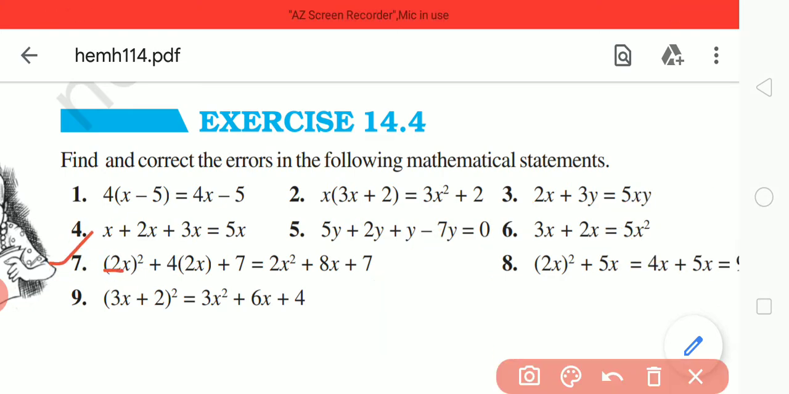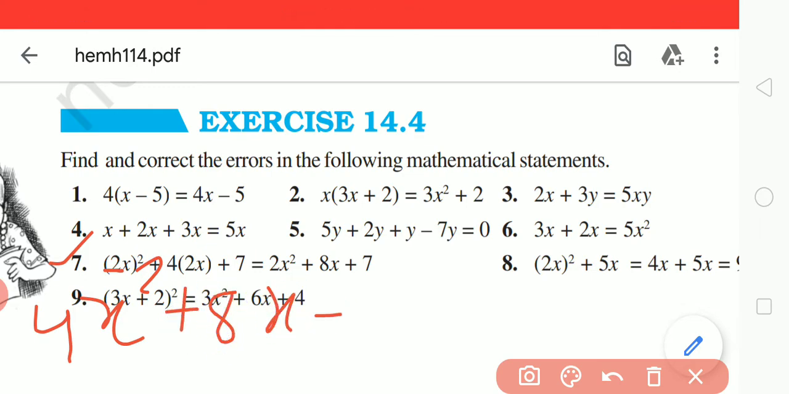You can see 2x whole square means 2 square and x square. 2 square is 4, x square you can write x square. 4 multiplied by 2 is 8x plus 7. So let us see, we have been given here 2x square. This is an incorrect form. Only 2 is wrong here. So you will circle only 2 because there must be 4 and all other terms are the same. So only 2 is the error and the correct form is 4x square plus 8x plus 7.